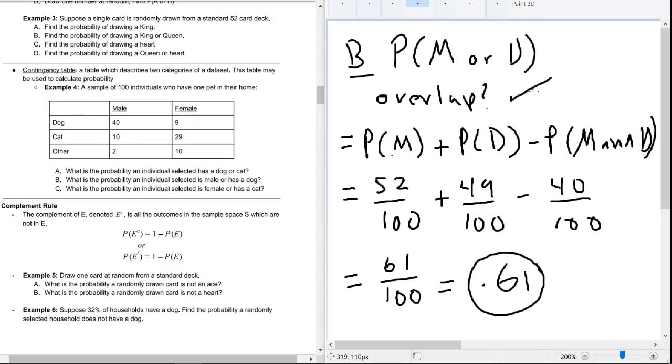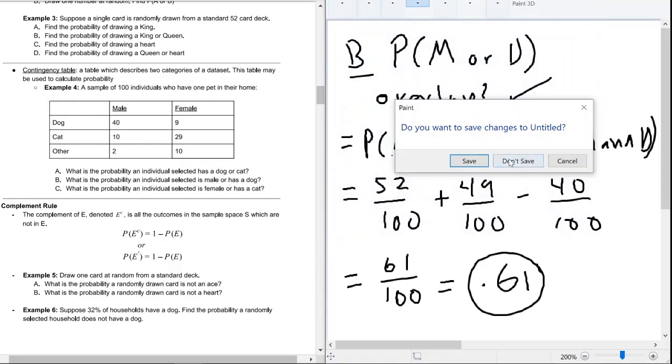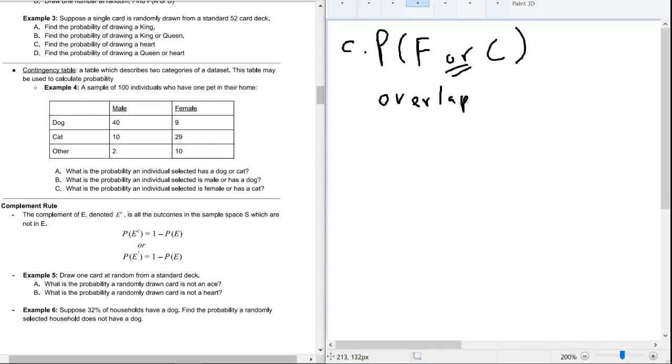Looking at part C. Okay. What is the probability an individual selected is female or has a cat? Very similar. So probability that the person is female or has a cat. Okay, once again, we see the keyword or. So the question is, there's two formulas for or. The question is there an overlap between the two events?